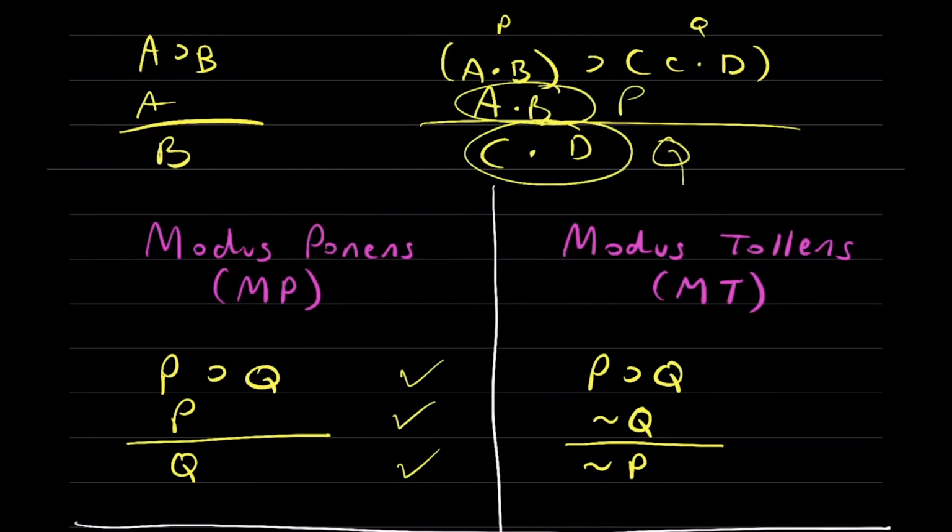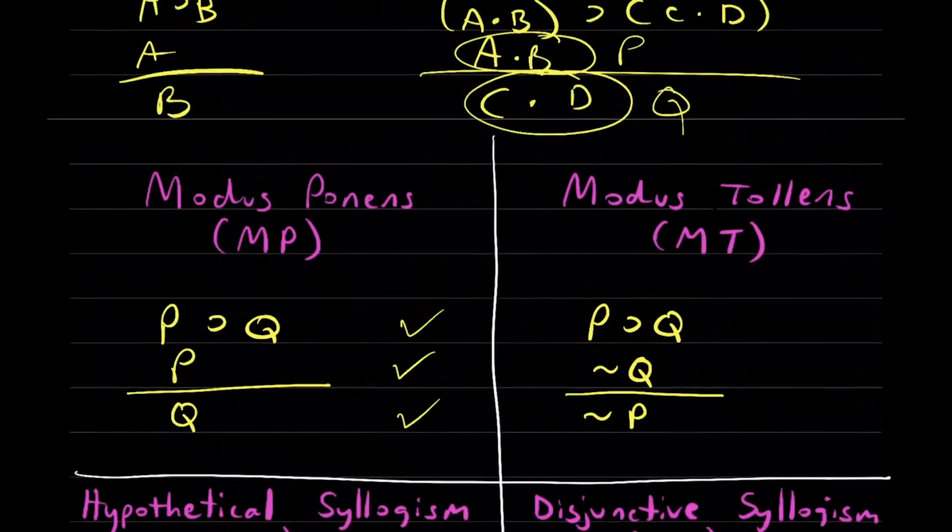So any argument that has that pattern, no matter what you plug in for P and Q, whether a simple statement or a compound statement, Q would follow from those premises. Again, whether P or Q are simple or compound.